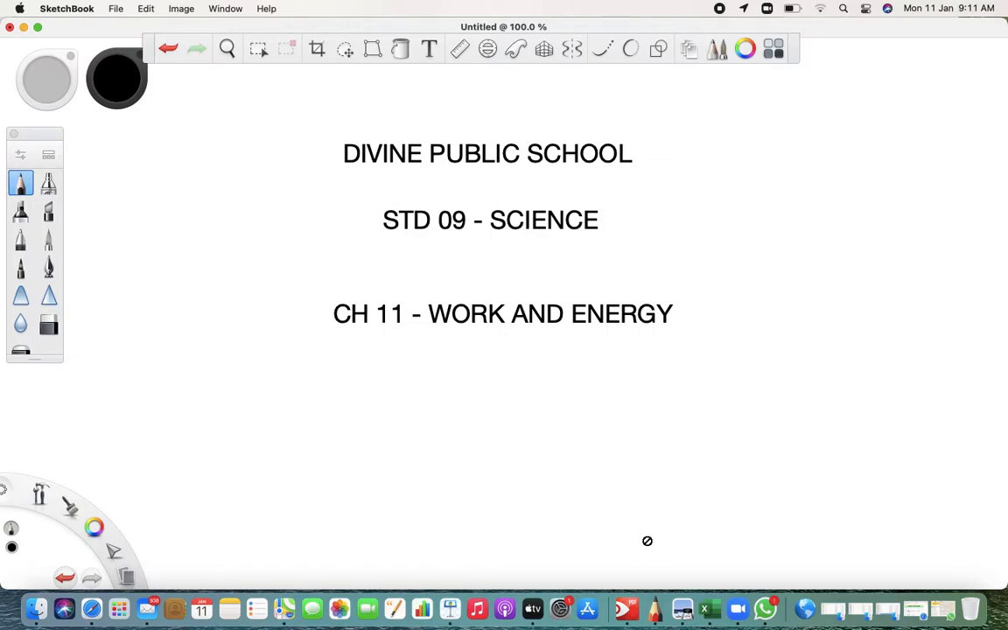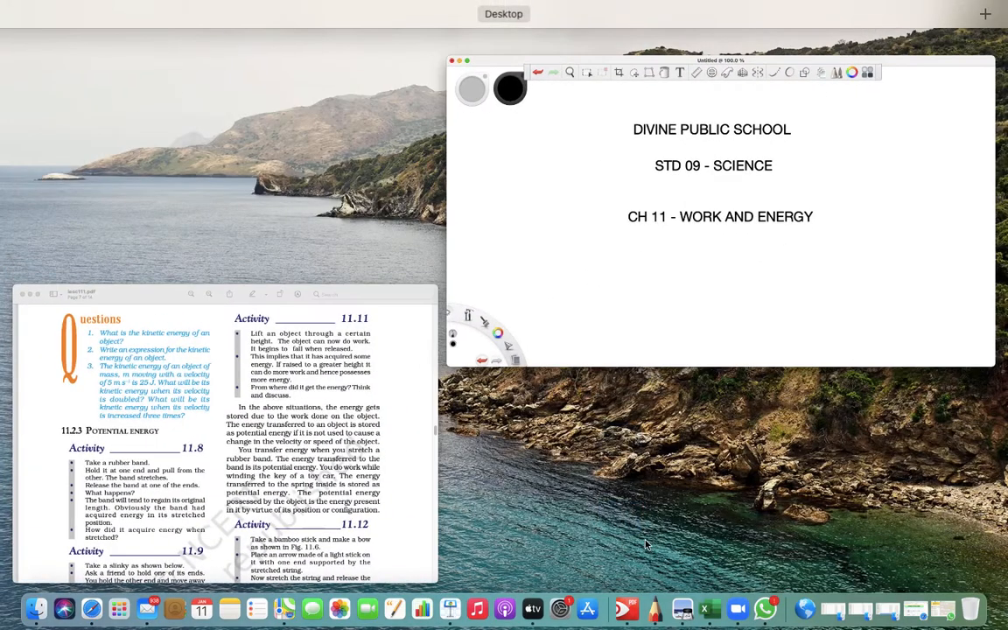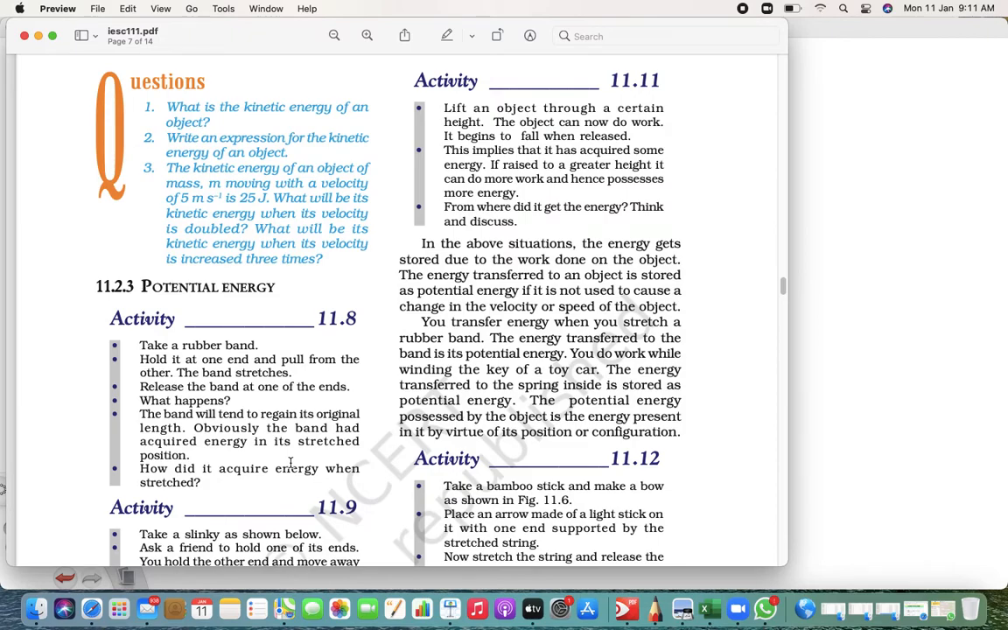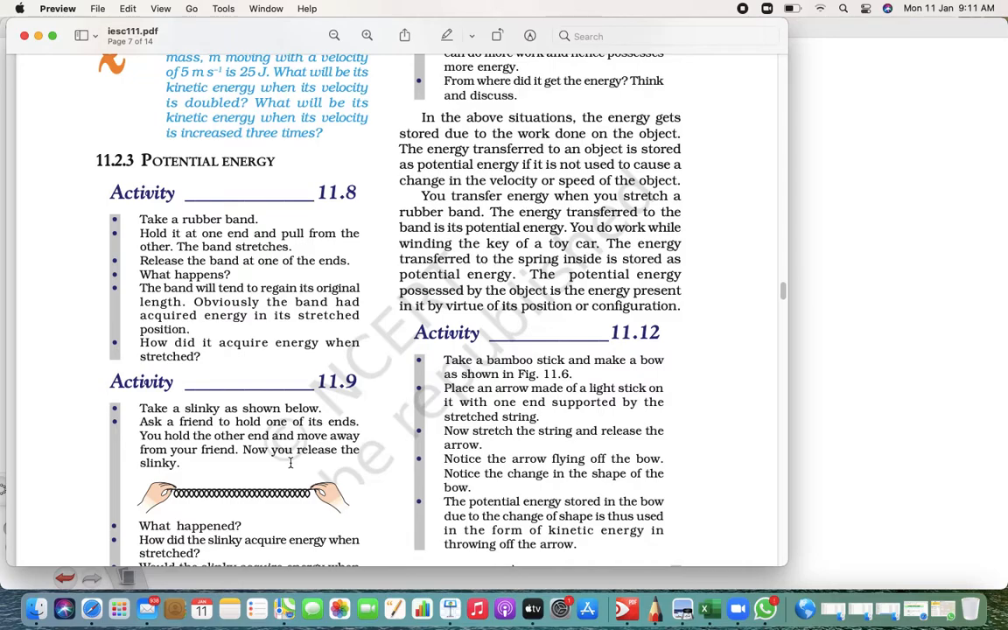Now, last time we saw about energy, that kinetic energy we learned, right? Anything which is in motion possesses kinetic energy. Anything which possesses motion has kinetic energy.